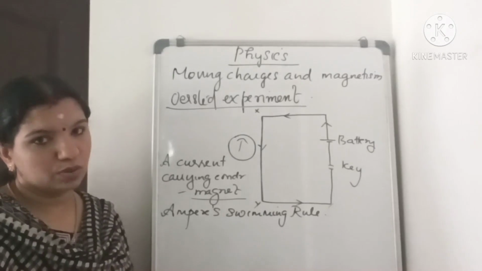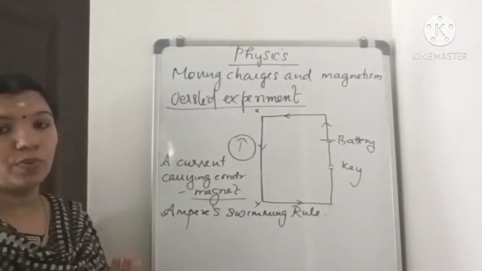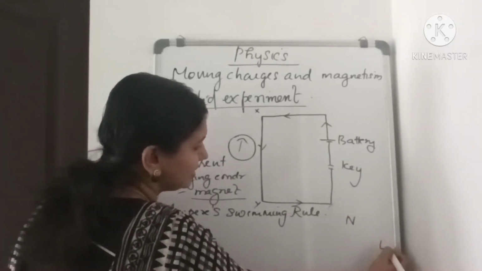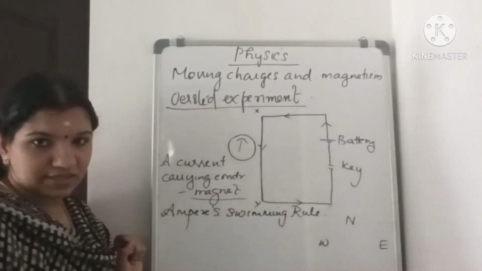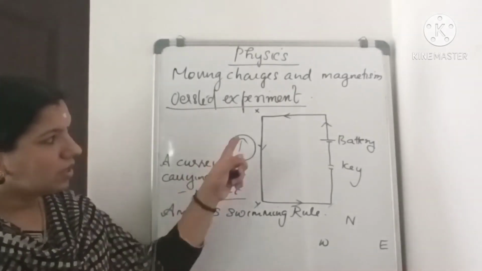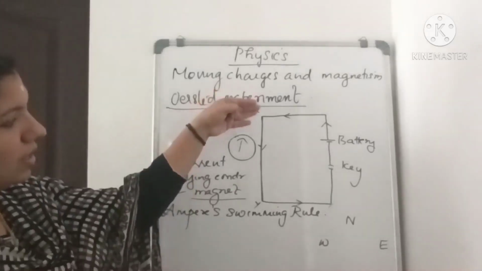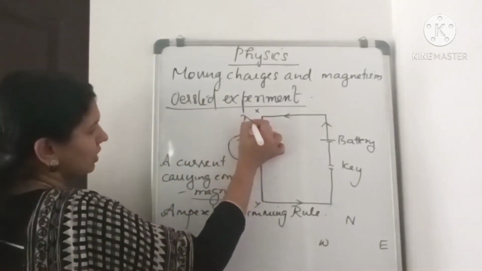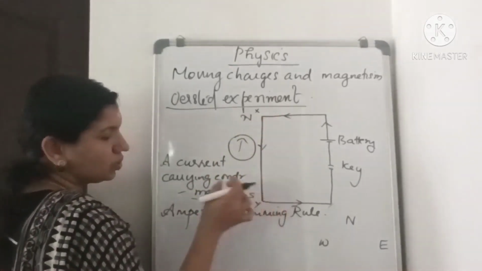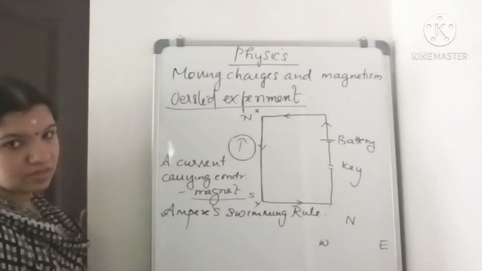Ampere's swimming rule. Okay. So according to this rule, you can suppose the directions like N, north, then south, this is east, and this is west. And in this particular direction, when we compare this to the experiment here, you can see from north to south, current is flowing, right? And if it is flowing from north to south, to which direction does the deflection happens?